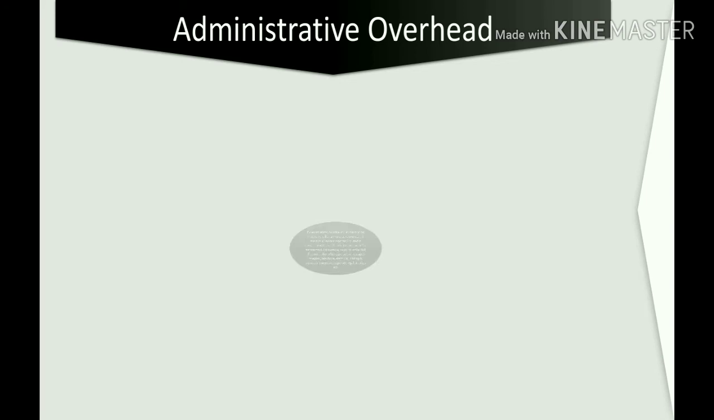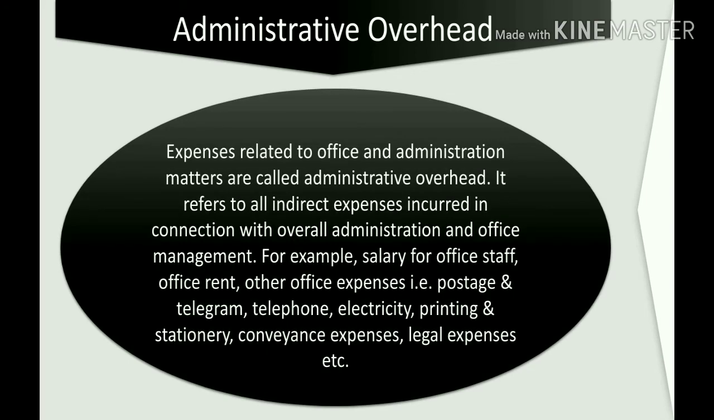Administrative overhead. Expenses related to office and administration matters are called administrative overhead. It refers to all indirect expenses incurred in connection with overall administration and office management. For example, salary for office staff, office rent, other office expenses, that is postage and telegram, telephone, electricity, printing and stationery, conveyance expenses, legal expenses, etc.